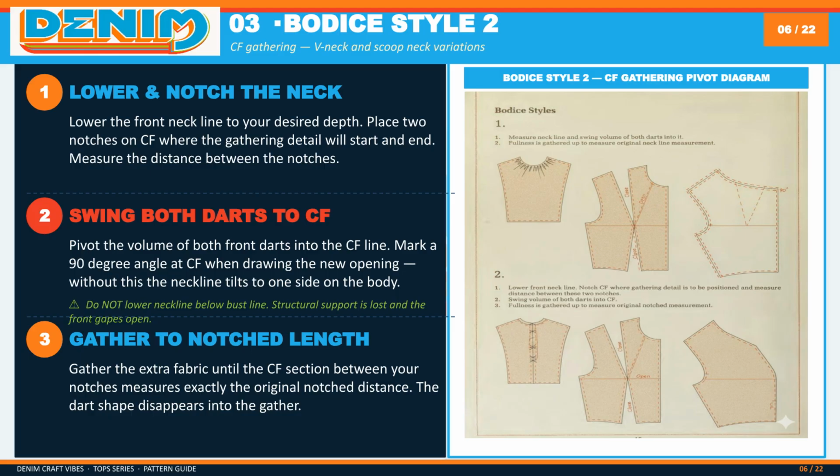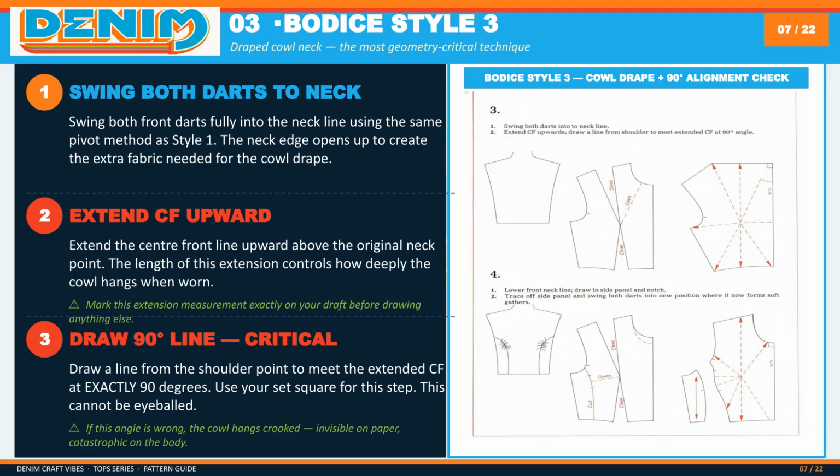Slide 4: cowl neck and side panel gathers. The cowl neck starts by pivoting dart fullness into the neckline. Extend the center front and keep the angle square. For side gathers, move fullness into the panel seam. This slide introduces two more advanced style shifts.